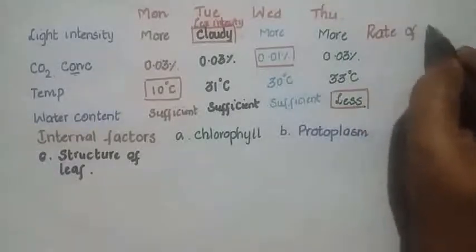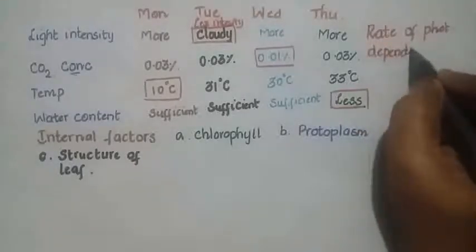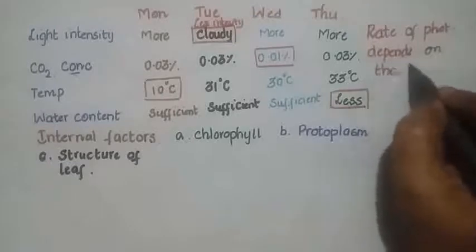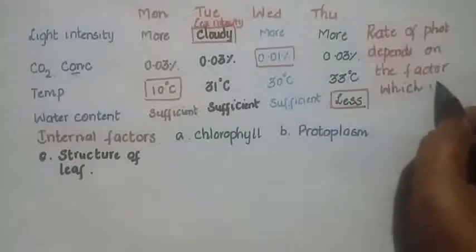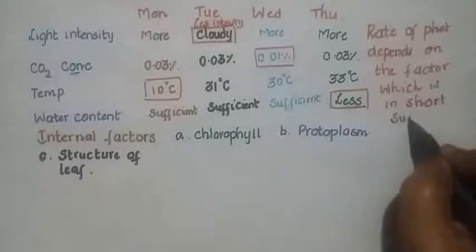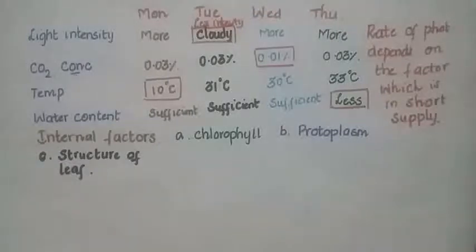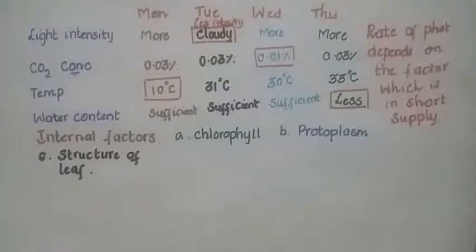So finally you can say that the rate of photosynthesis depends on the factor which is in short supply. Okay, so this we call Blackman's principle, which is not in the syllabus, but he was the one who stated that. So the rate of photosynthesis always depends on the factor which is in short supply. If that factor is increased, the rate of photosynthesis doubles up or increases.